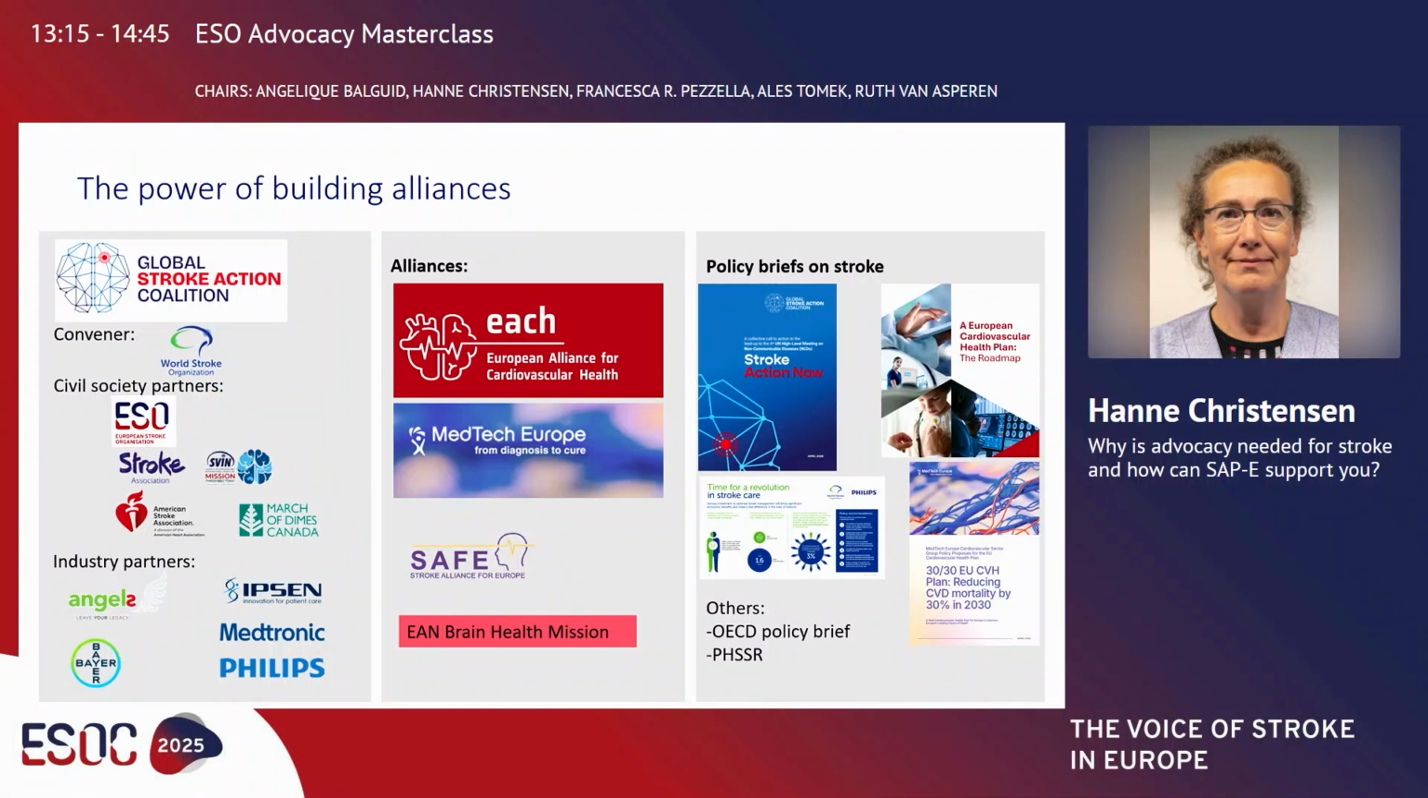One of the things that I also wanted to share is what we have been doing together with the World Stroke Organization, but also ESO is part of this, the Stroke Association, American Stroke Association, March of Dimes of Canada, and SBIN in the US: the founding of the Global Stroke Action Coalition. You'll see that there are also industry partners in there, and I'll explain why, what role industry plays in there.